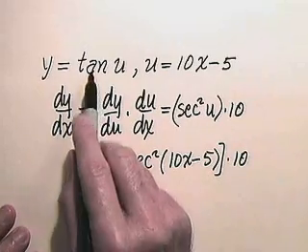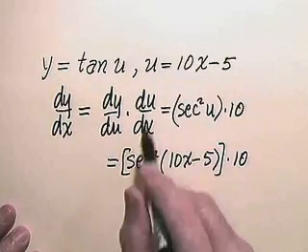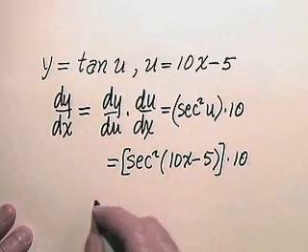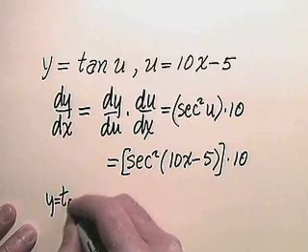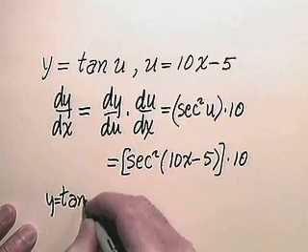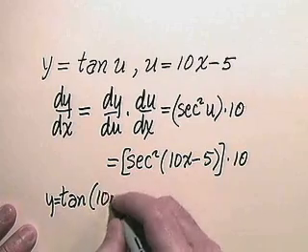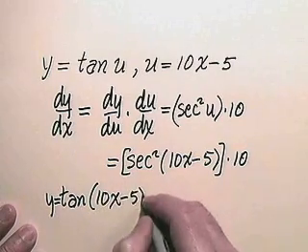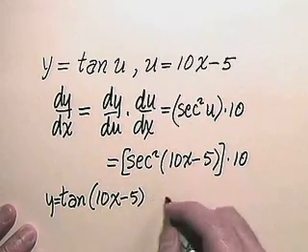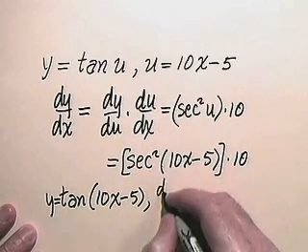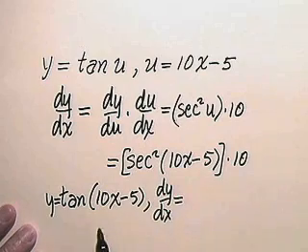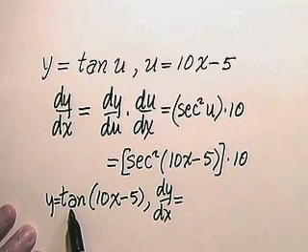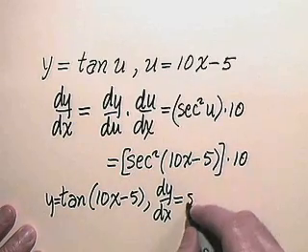Alternately, if I used the equations to write y as a function of x directly, it's the function y equals tangent of 10x minus 5. And so to differentiate then by the outside-inside rule, the derivative of y with respect to x is differentiate the outer function first. Derivative of tangent is secant squared.